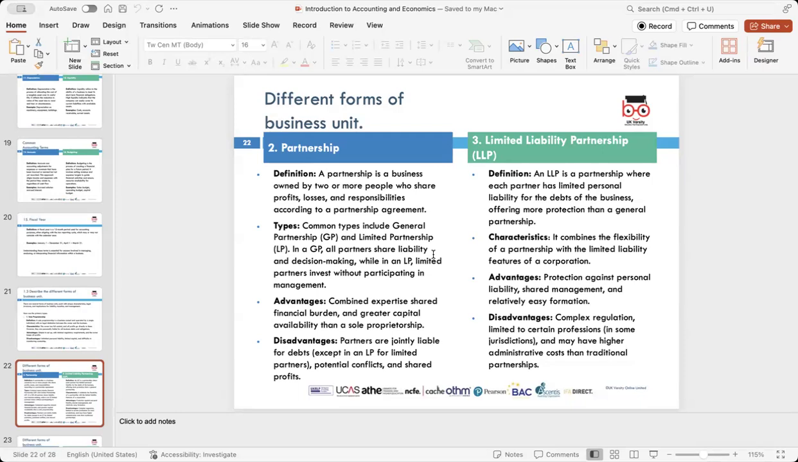Benefits of limited liability partnerships include shared management, reduced personal risk, and operational flexibility. However, setting up a limited liability partnership can be more complex than a traditional partnership, and in some countries, it is restricted to specific industries.